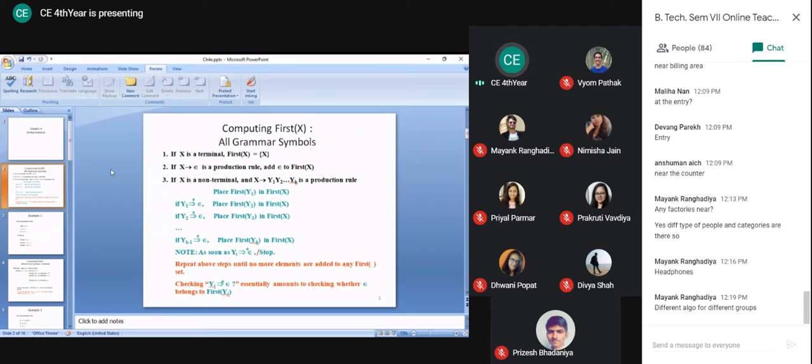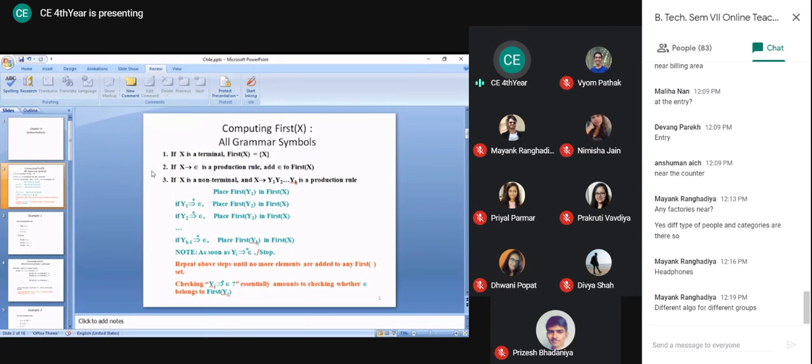If X is a non-terminal, and if there is a production rule X produces null, that is, if we are able to generate a null, basically we have a direct production. It is not an indirect rule, it is a direct rule.